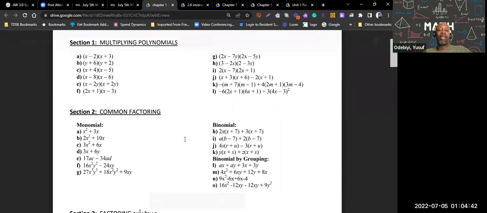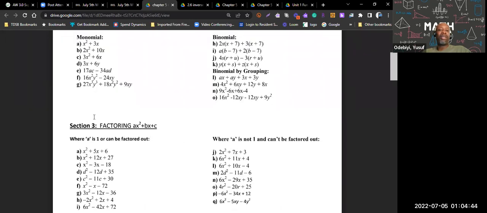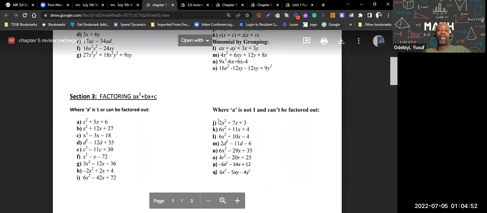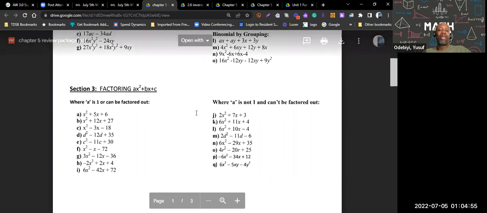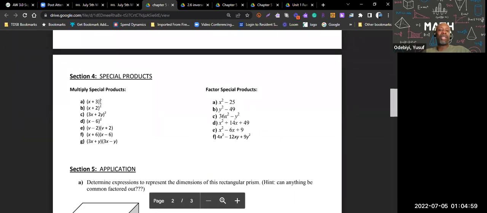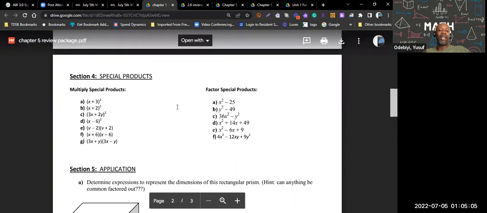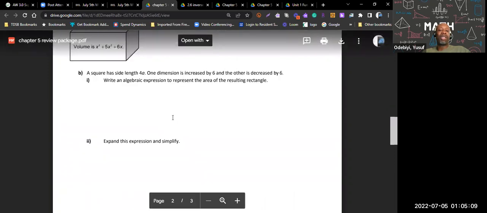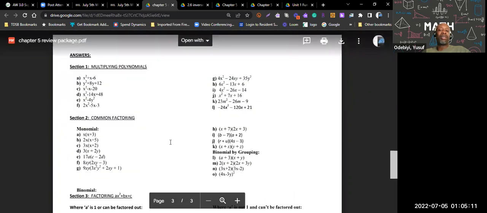Here is factoring where A cannot be factored out, and we went through that process. Here are special products. So here are perfect squares, you can do that, and difference of squares on this side here. Here's an application question, and here are the answers.